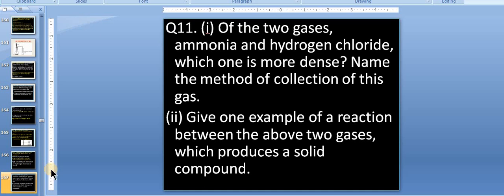What would be the method of collection of HCl gas? Because you know HCl is heavier, HCl will go down, and what will go up? Air will go up. Upward displacement of air. Okay, so this way we should remember.